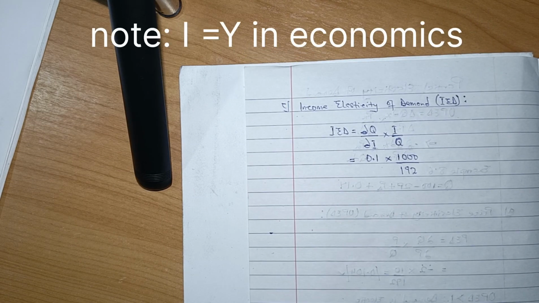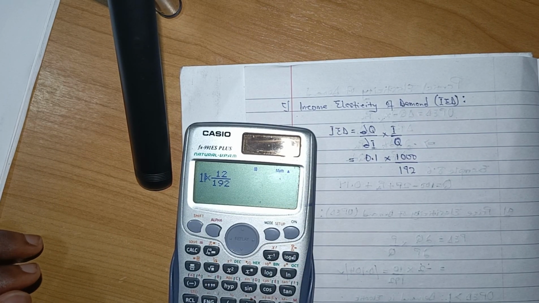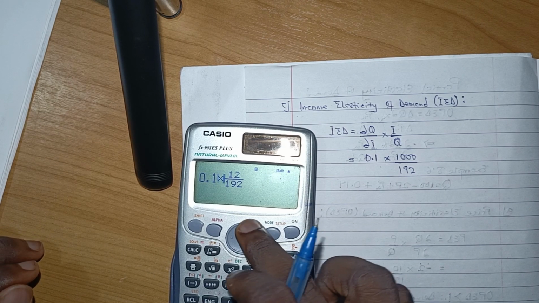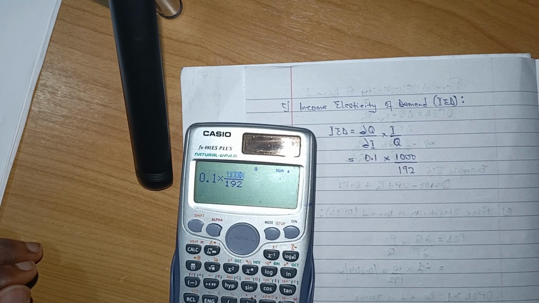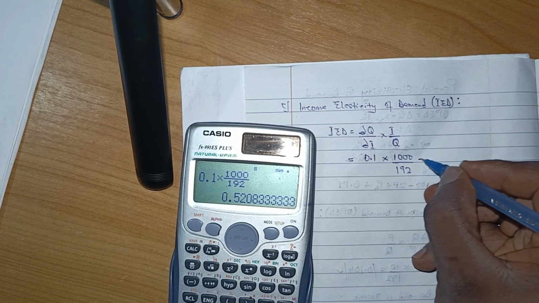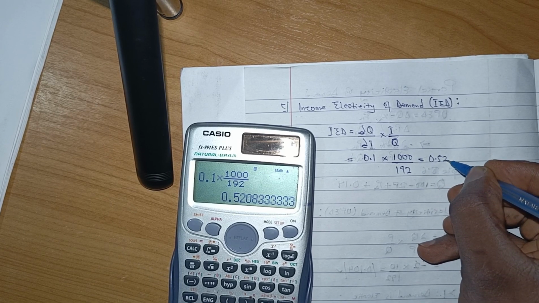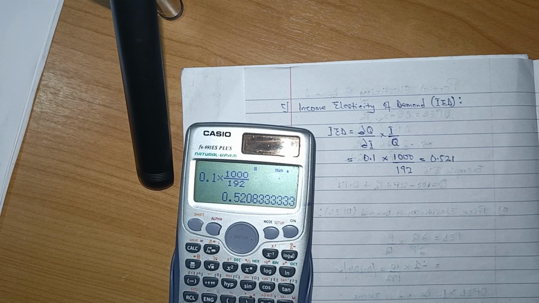Yeah, that's correct. So let's punch it. This is 0.1 already there, 1, 2, 3. So we are getting 0.521, at 3 decimal places.